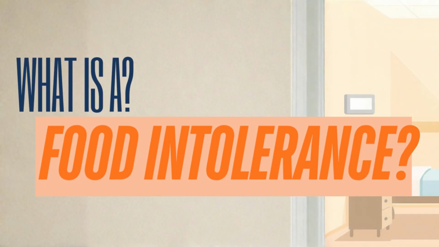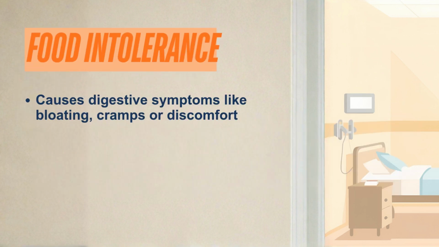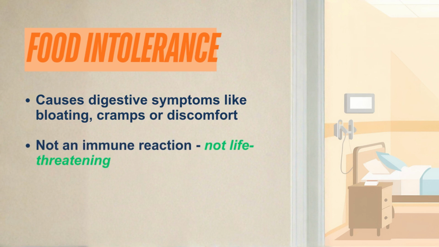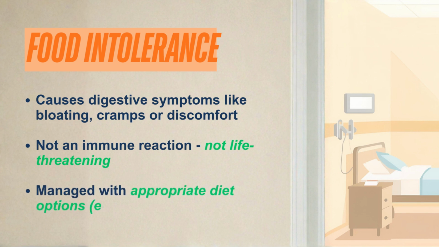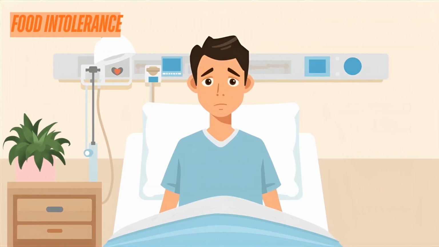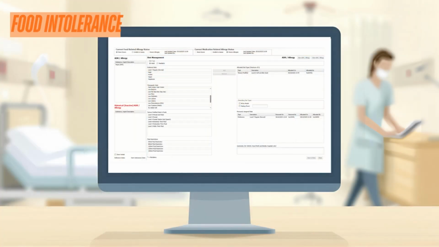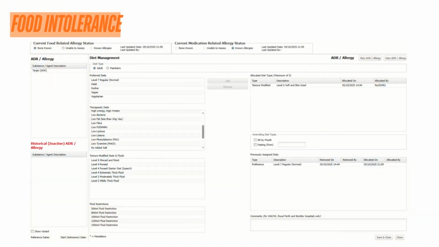So, what happens if Sam has a dairy intolerance, not an allergy? And what is a food intolerance? An intolerance causes digestive symptoms like bloating or cramps, but it is not an immune reaction and not life-threatening. Food intolerances can be managed with appropriate diet options and do not need to be entered into ADA as an allergy. If Sam has a dairy intolerance, he may feel uncomfortable, but he is not at risk of an allergic reaction. In ADA, intolerances are managed using the correct diet.